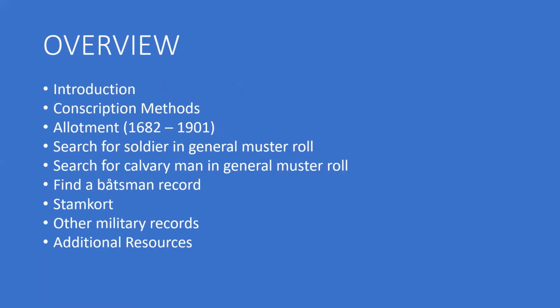You will do a case study where we look for a soldier in a general muster roll. And we also will look for a cavalryman in a general muster roll. Also, we'll do two searches for a boatsman, one in the early 1800s, and then also one for the latter part of the 1800s where we actually see a boatman's service record.